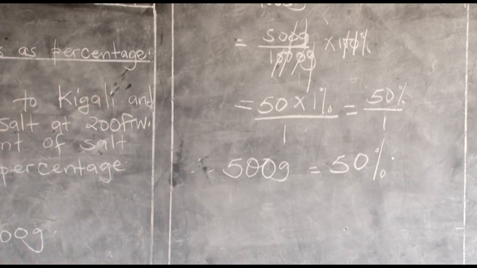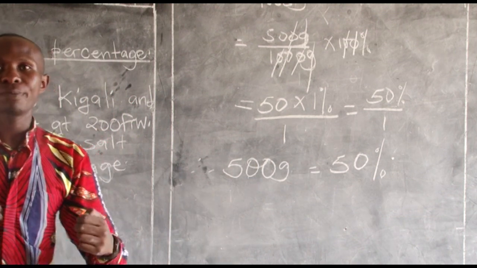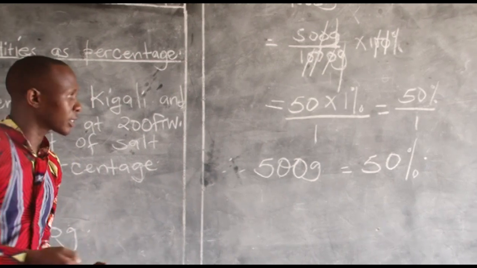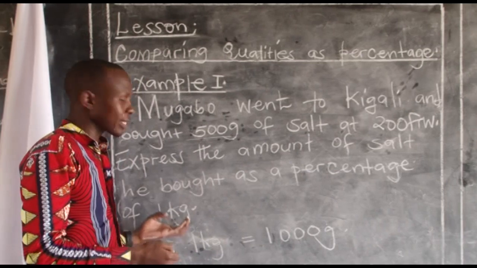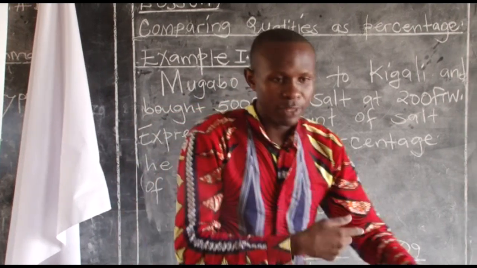If they had given us a different quantity, we would not say out of 1,000. If they said express the amount of salt he bought as a percentage of 5 kilograms, we could not say out of 1,000. It would be out of 5,000 if it was 5 kilograms. If they talked of 10 kilograms, then it would be out of 10,000 grams. But as for now, we consider what they have given us. That was 1 kilogram. That will be the end of this example.